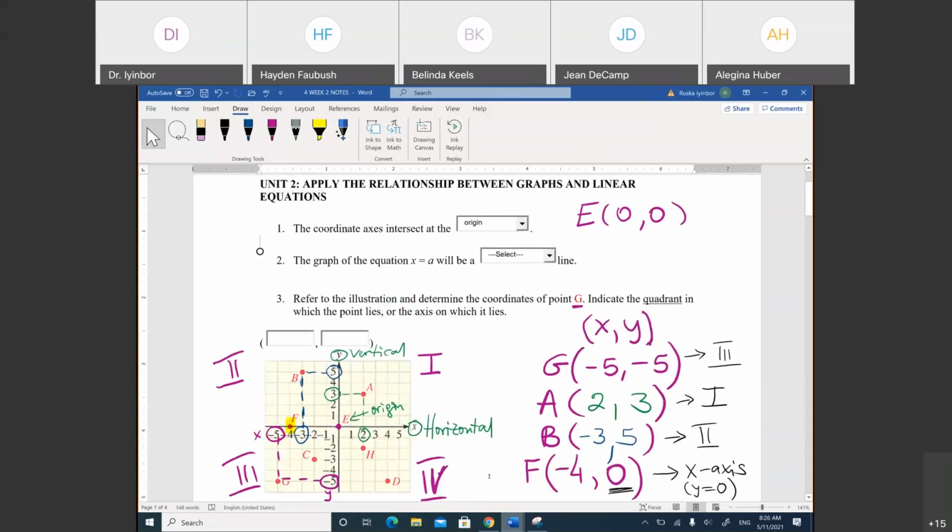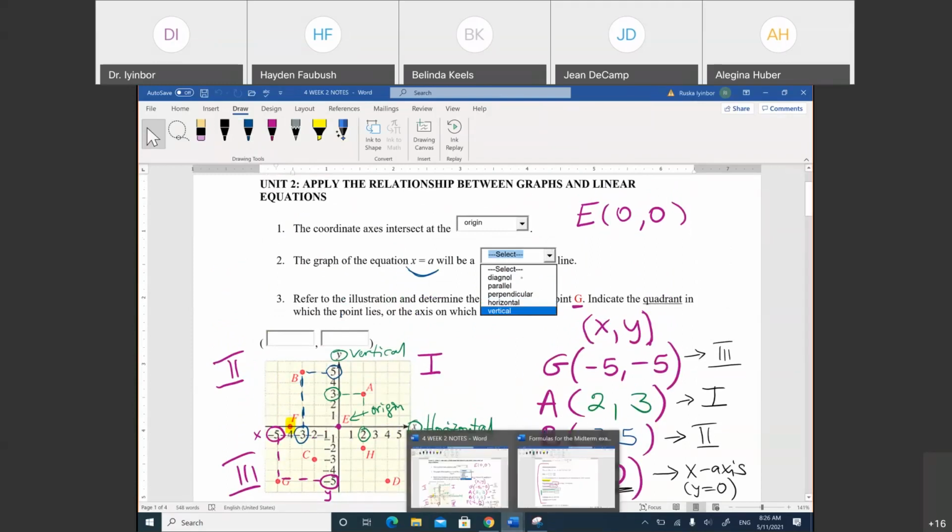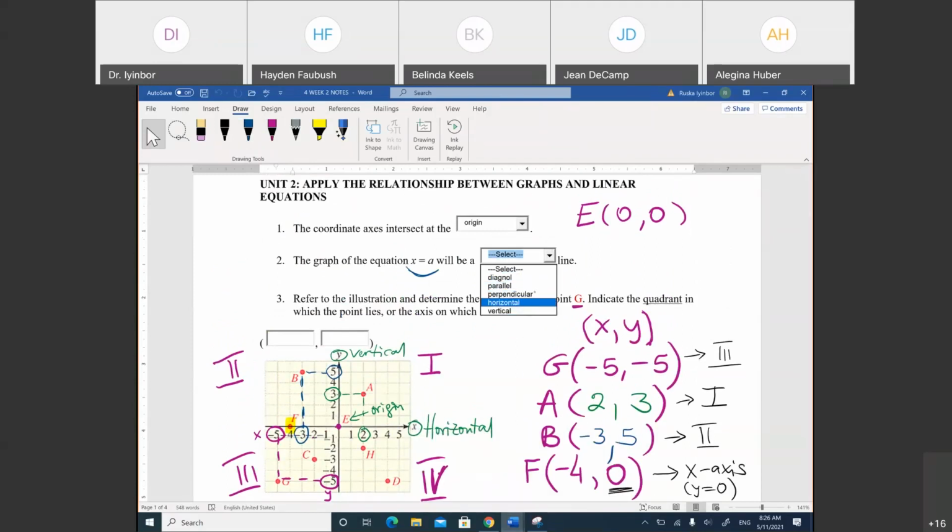So now, looking at my number 2, let's do number 2 here first, so we don't skip that. The graph of the equation x equals a, what kind of line is it? The answer options are diagonal, parallel, perpendicular. Vertical.